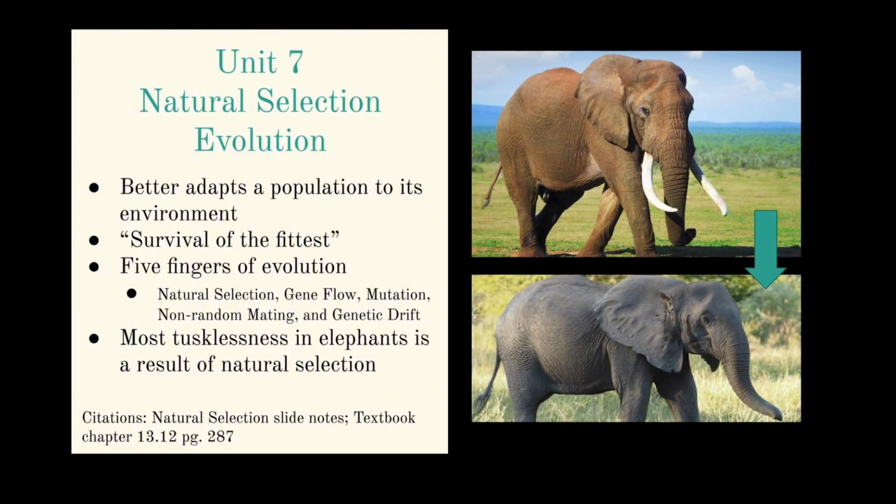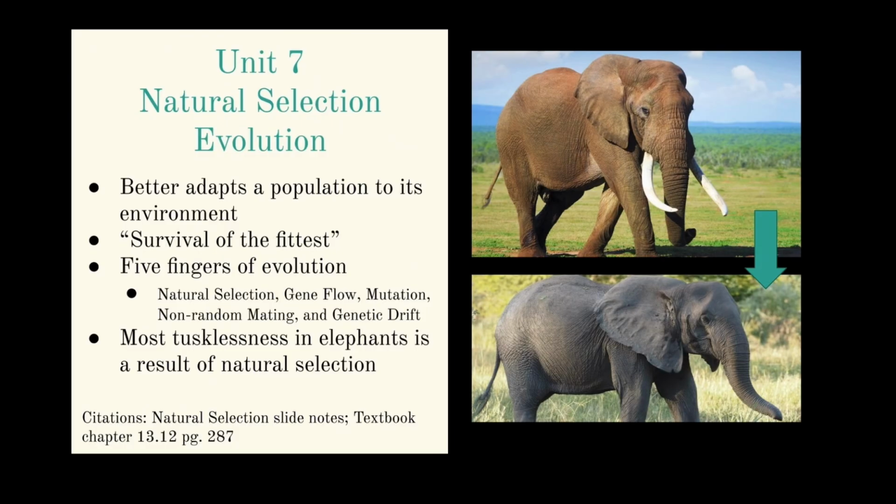Evolution is the genetic changes in a population from generation to generation. Survival of the fittest is a common phrase that means animals or traits best suited for their environment will survive and be passed on. There are 5 forces of evolution: natural selection, gene flow, mutation, non-random mating, and genetic drift. Natural selection better adapts a population to its environment. Gene flow is the movement of individuals or alleles in and out of a population, and it allows for gene mixing and variation.